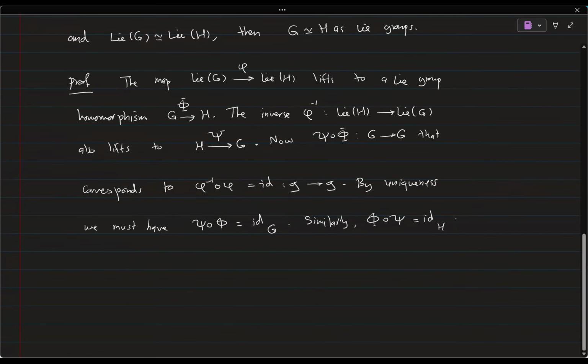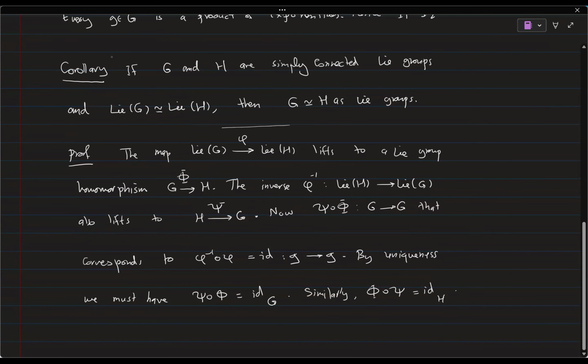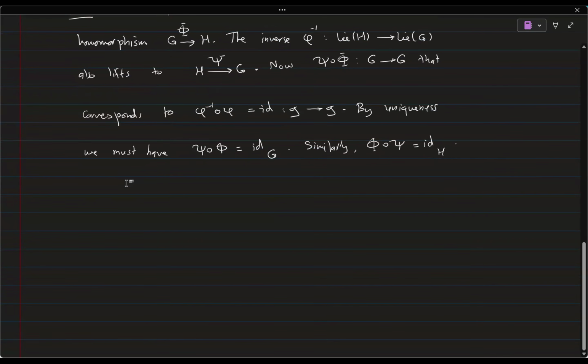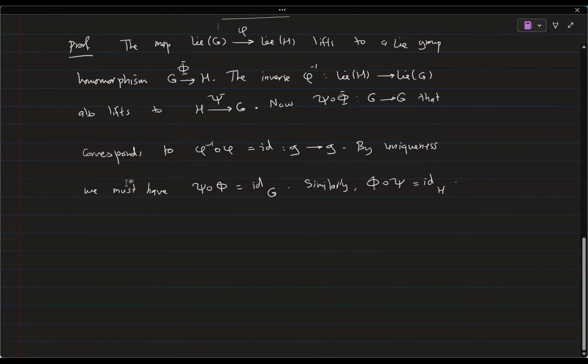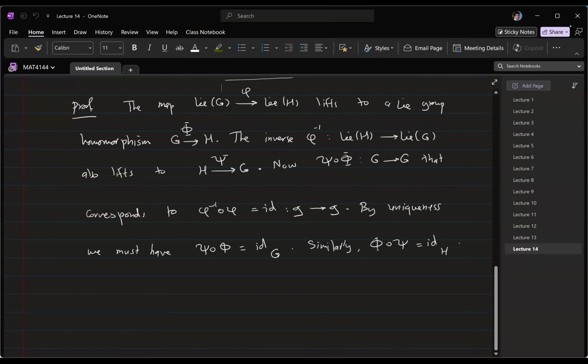Now, this implication of this corollary would not have been true if one of G or H was not simply connected. Can you give an example? Okay, I would just like to come back to this.